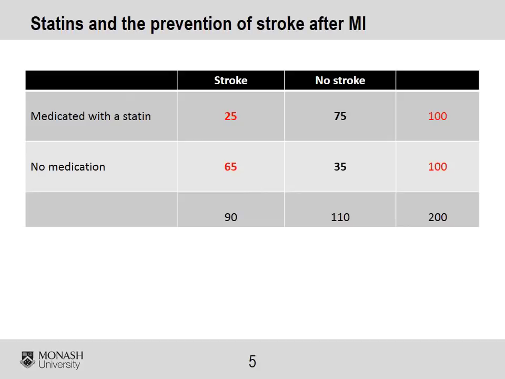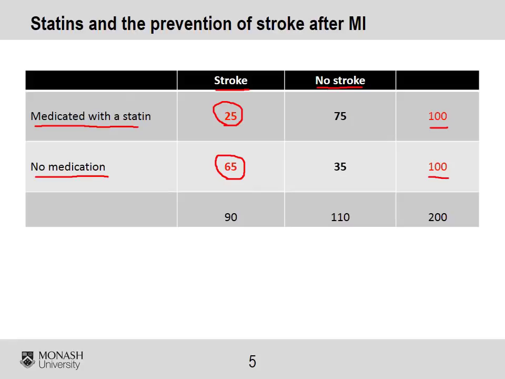So we conduct our trial and we create our classic 2x2 table. Up the top here we've got our stroke, so our outcome. We've got no stroke, and on this side we have got our intervention, so medicated with a statin or no medication, our comparison in this case. Looking at our results, we've got 25 people in the intervention group out of the 100 that have had the outcome of interest, and we've got 65 people in the comparison group out of 100 randomized also having the outcome of interest.